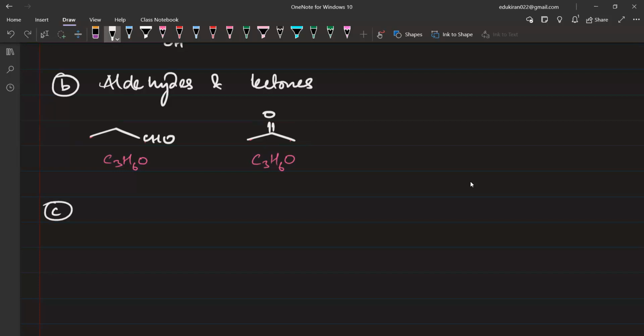You can have functional group isomerism between carboxylic acid and esters.